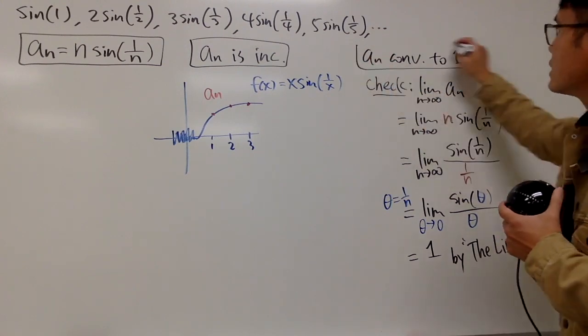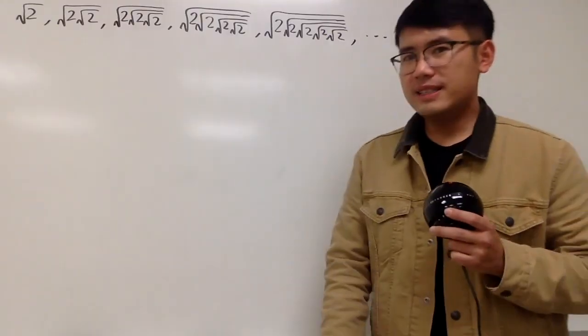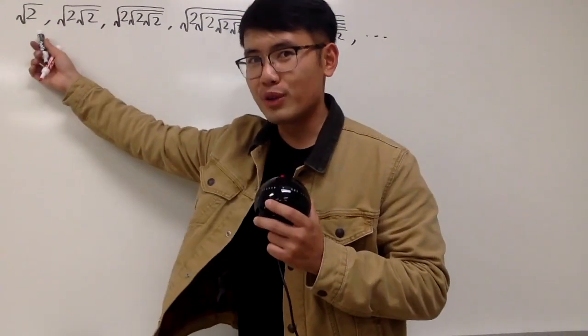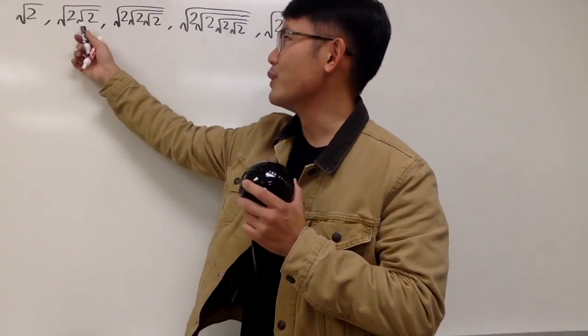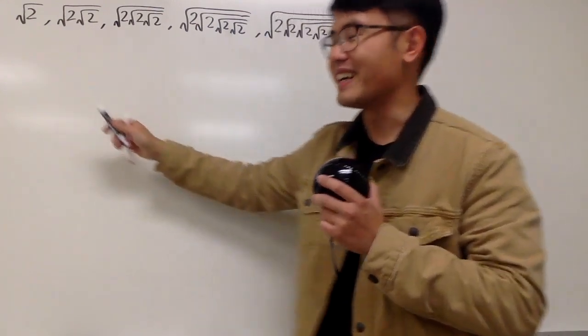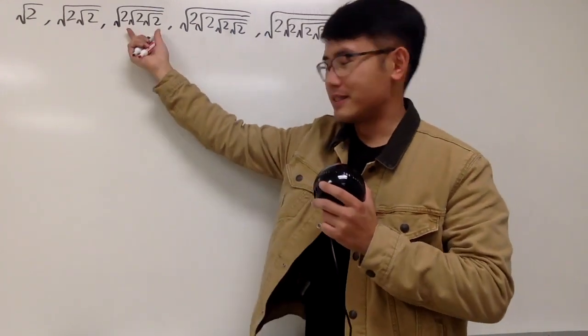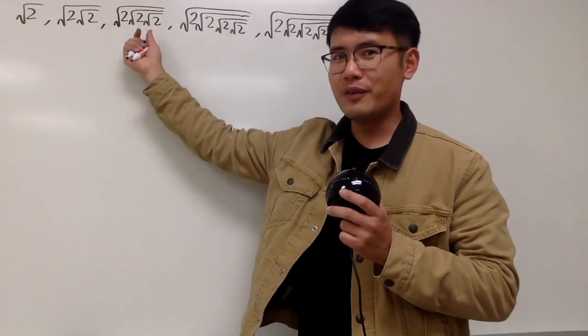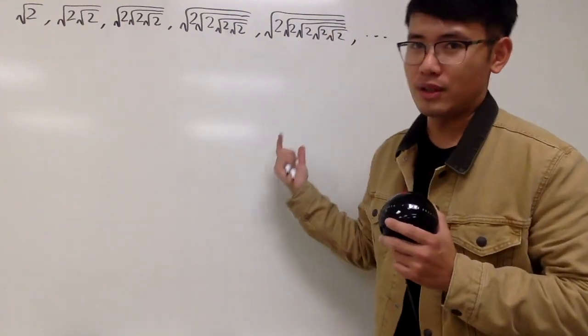So this right here is very good. It's pretty easy to describe what's going on, right? The first one we have is square root of 2. The next one we have square root of 2, and also the square root of 2 inside. And the next one you have 3 2's, but you have 3 square roots, and 2 of them are inside of the big one. And so on, so on, so on.